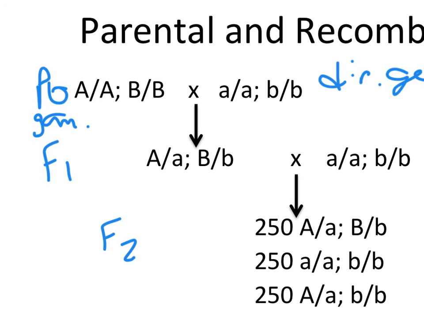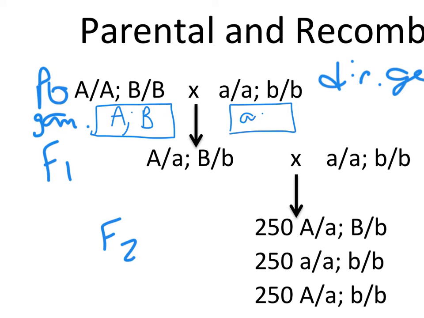So what's the genotype of the gamete that's produced by that P0 individual? Big A, big B. And don't forget the semicolon. What about the other P0 parent? Little a, little b. Those are the parental haplotypes.